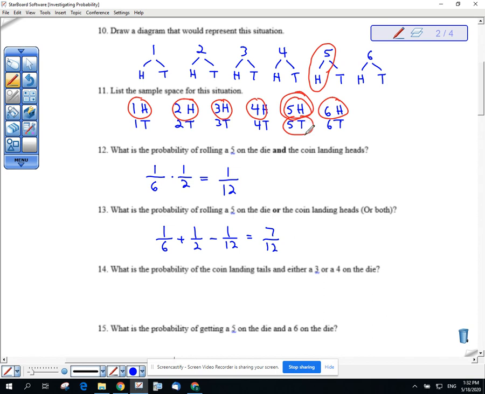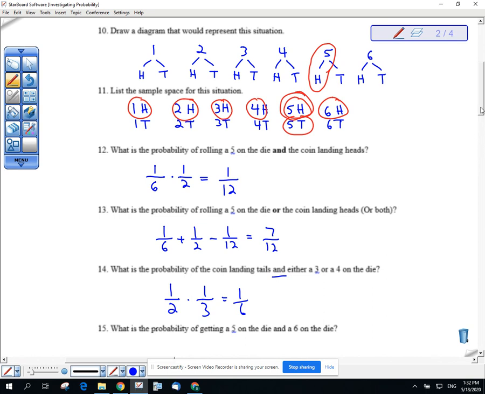Okay, a couple more in this first video. What is the probability of the coin landing tails and either a 3 or a 4 on the die? Well, landing tails, again, keyword and. The number 12 was and, number 13 was or, number 14 we're back to and. Not to be confused with 3 or 4. Yes, we're using the word or there, but the two probabilities are coin and die, and the word is and. So that's 1/2. And then getting a 3 or a 4, that's 2/6 or 1/3. And again, we're just multiplying those, which is 1/6.